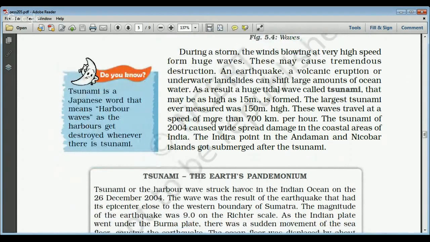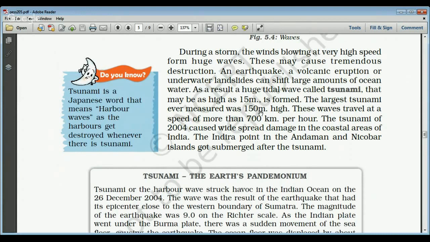And the largest tsunami ever measured was more than 150 meters in height. And the height of these waves may be affected by various factors, like whenever there is an earthquake or volcanic eruption or underwater landslides, then they shift a large amount of ocean water. And the same process happens in the tsunami also. See, a tsunami actually occurs after an earthquake.